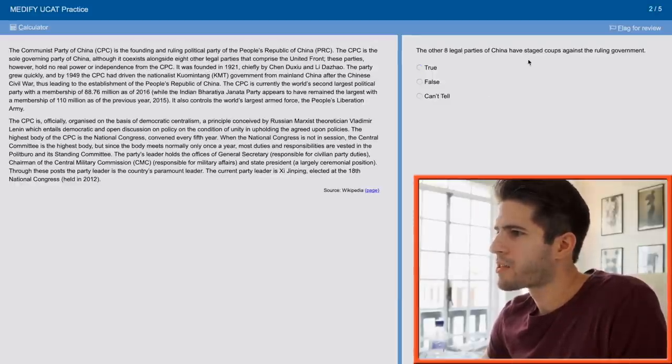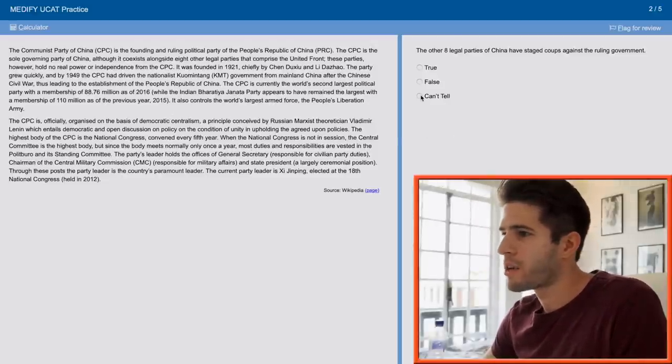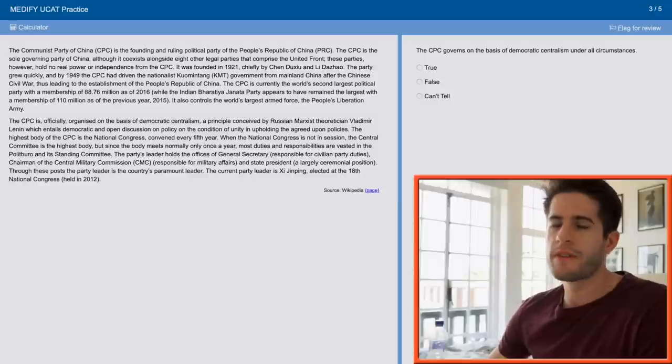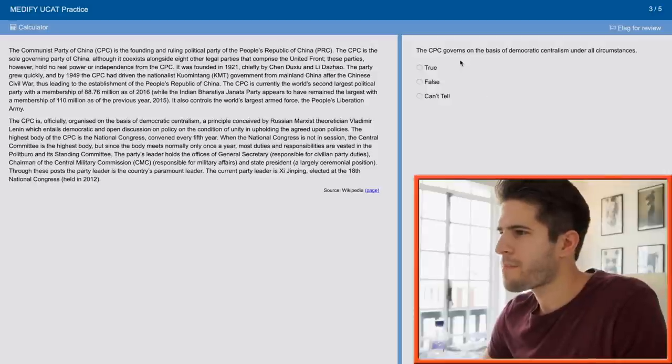The other 8 legal parties of China have staged coups against the ruling government. Okay, quick scan for coups. Okay, I did a quick scan. I didn't see anything about coups, so I'm going to say can't tell. There's no evidence to tell me that it's false. There's no evidence to tell me that it's true, so I'm going to go with can't tell.